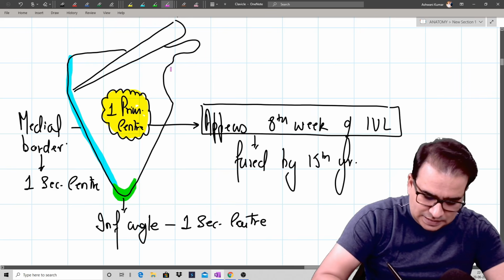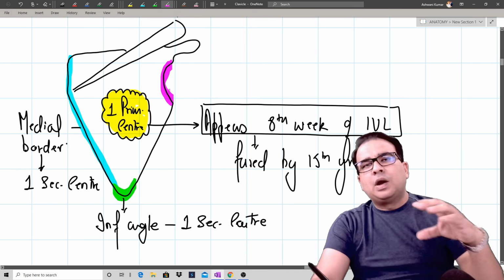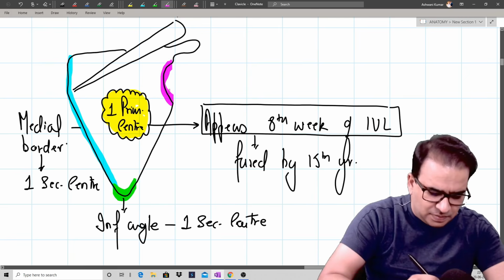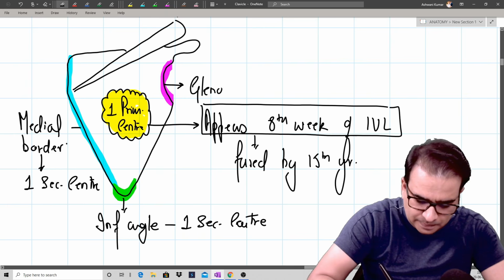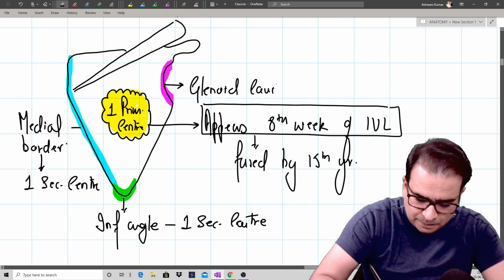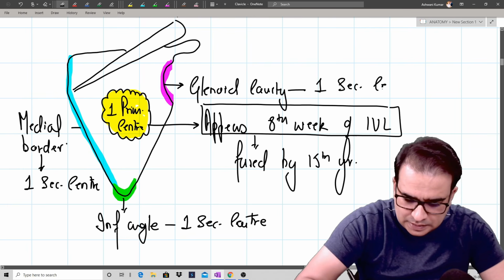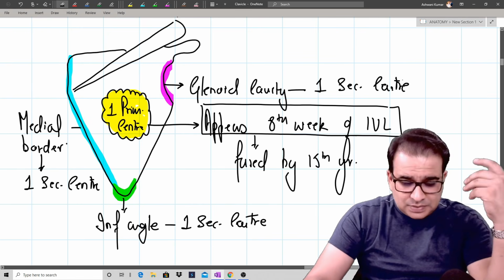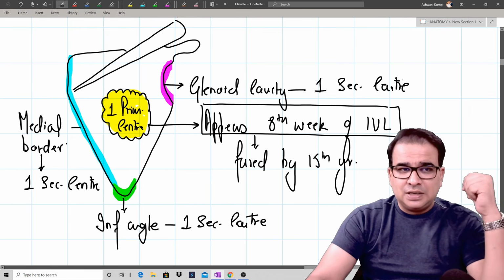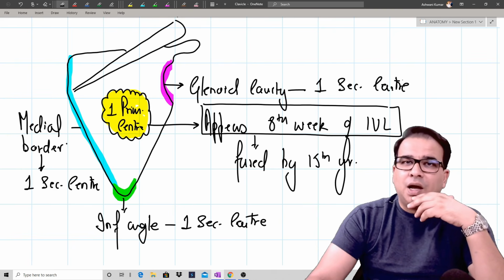Then we have a secondary center of ossification which is for the glenoid cavity. To be more precise, they usually say it's the lower part of the glenoid cavity, not the entire, but in general we simply say glenoid cavity. So for the glenoid cavity, again there is one secondary center. So till now 3. As we said, we have 7 secondary centers of ossification. So we have one for the medial border, one for inferior angle, and one for the glenoid cavity.